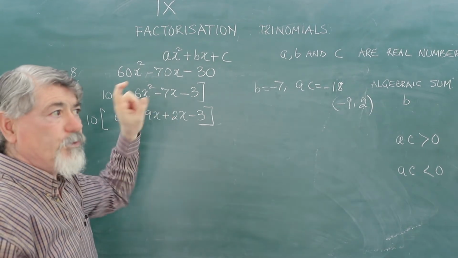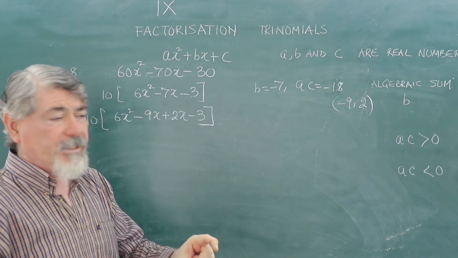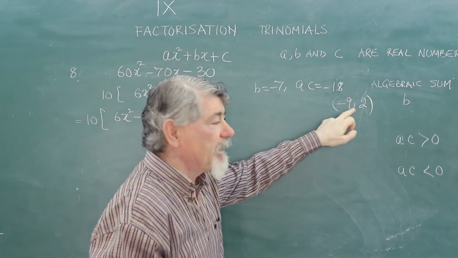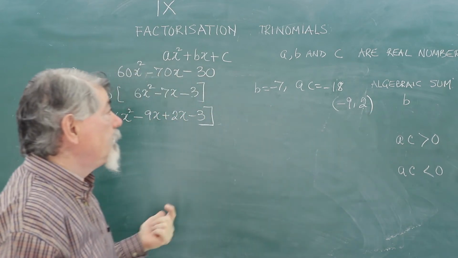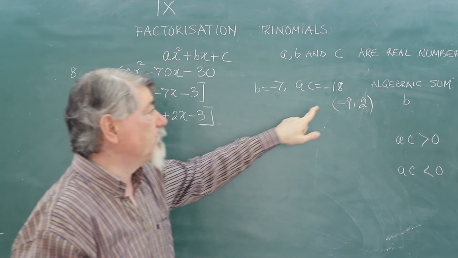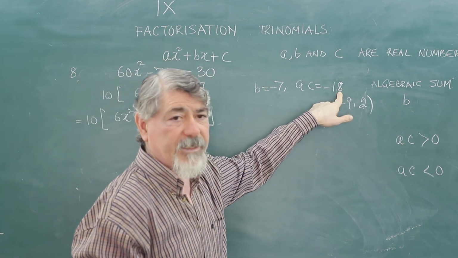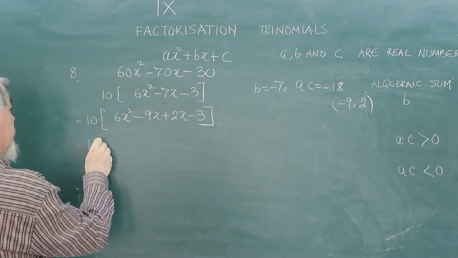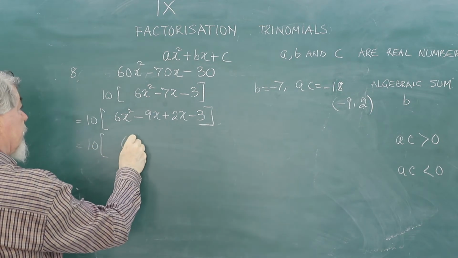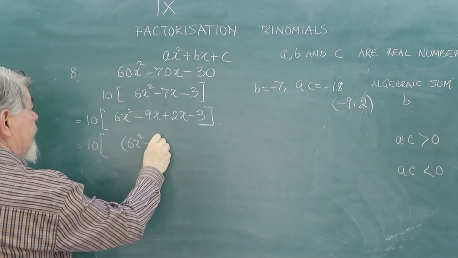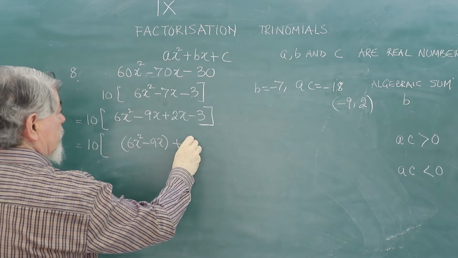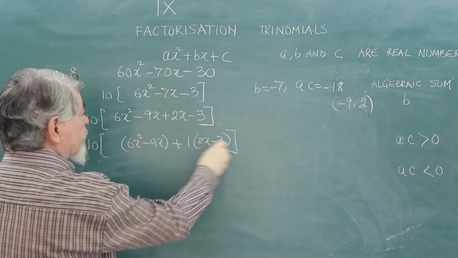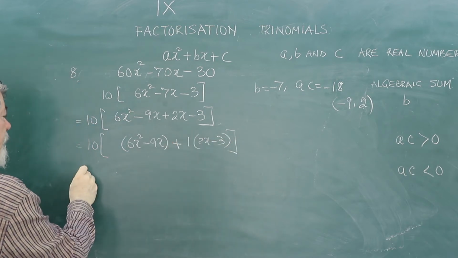That's what we told you. You had to split b. b was minus 7, so I split minus 7 as minus 9 and 2. And why split in this form only? Because the product of these should be the same as AC, which is minus 18. Now let us make pairs. 6x² - 9x is one pair, plus 2x - 3. Because there is nothing common in 2x - 3, 1 is common.